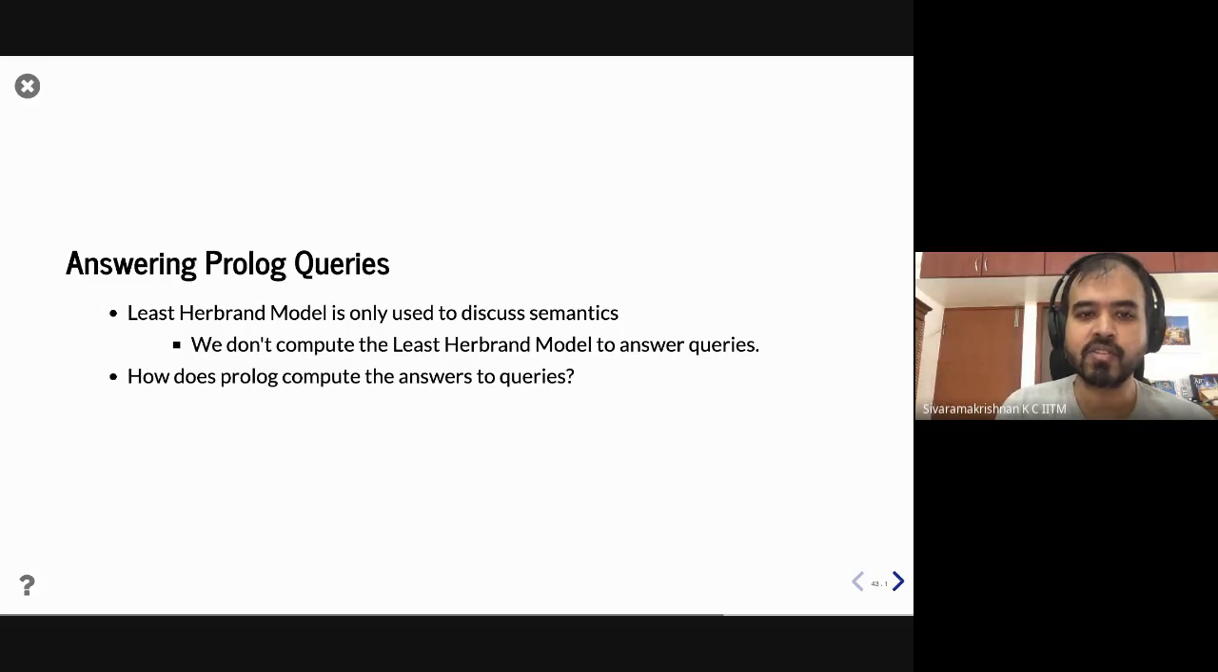So the question is, okay, all of this is fine. The definitions are fine. How do we actually answer the Prolog queries, right? How does Prolog compute answers to queries? So the interesting thing with Prolog is, in order to understand what Prolog programs do, you need to understand how Prolog works, right?